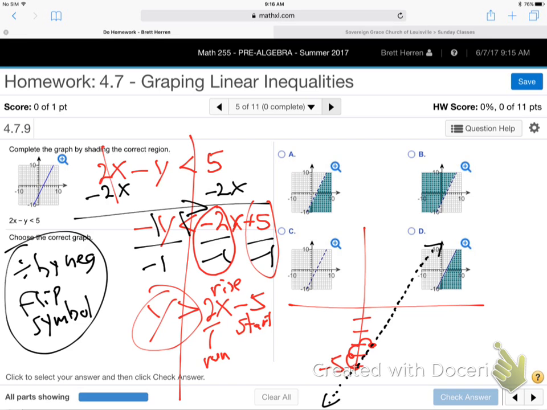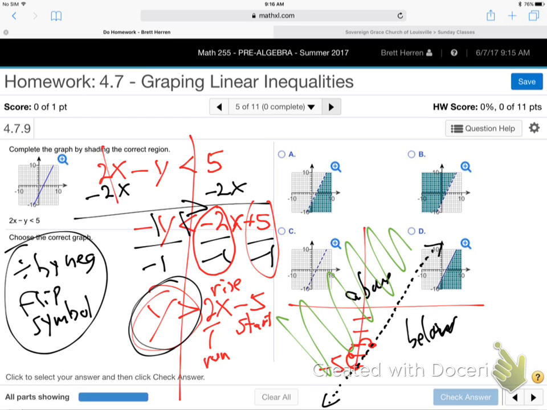And then which side do we shade? Yeah, it says y greater. This is the side above, huh? This is the side below. You can tell by the slant of the line. So the stuff above is here. So there we go. Does that make sense?